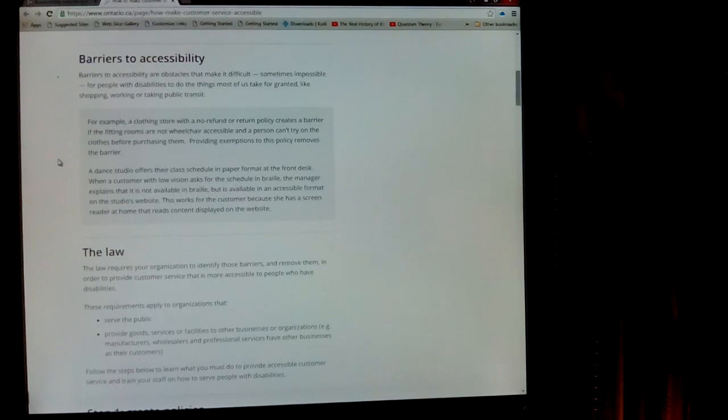A dance studio offers their class schedule in paper format at the front desk. When a customer with low vision asks for a schedule in Braille, the manager explains that it is not available in Braille, but it is available in accessible format on the studio's website. This works for the customer because she has a screen reader at home that reads content displayed on the website.